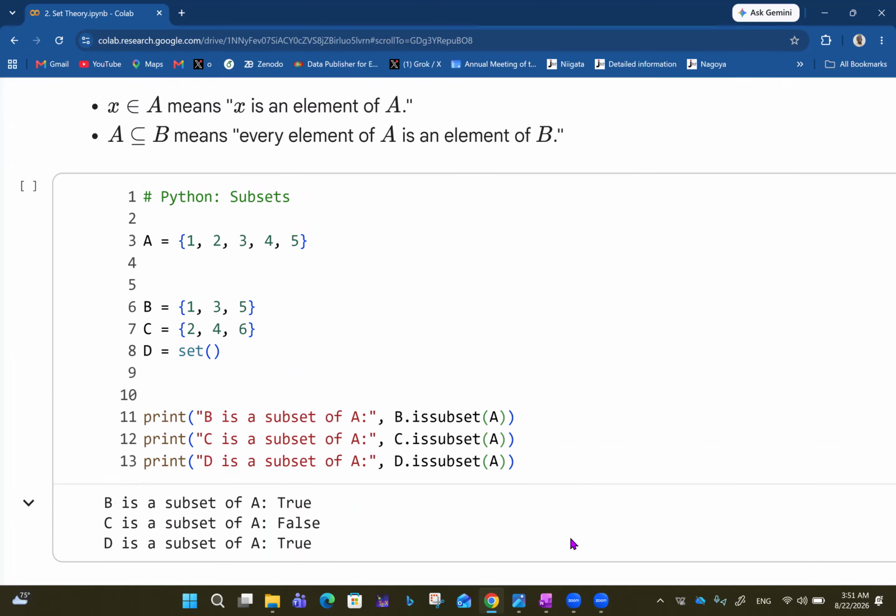So we can do Python subsets here. We have set A {1, 2, 3, 4, 5}, B {1, 3, 5}, C {2, 4, 6}, and D is an empty set. So this is how you declare an empty set. Print whether B is a subset of A, so we want to check the truth value of that. B is subset A, C is subset A, D is subset A. If you run that, you discover that B is a subset of A, clearly so. True. C is a subset of A? Not true, because 2, 4, and then 6 is not there. So that's false. D, which is empty, is a subset of every set, so that is also true.